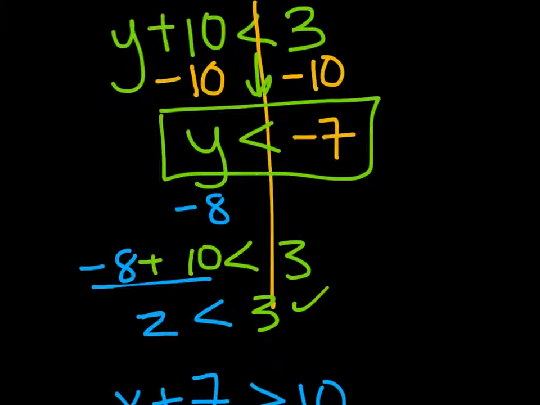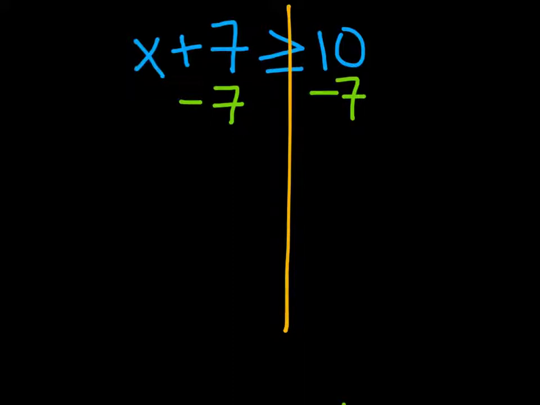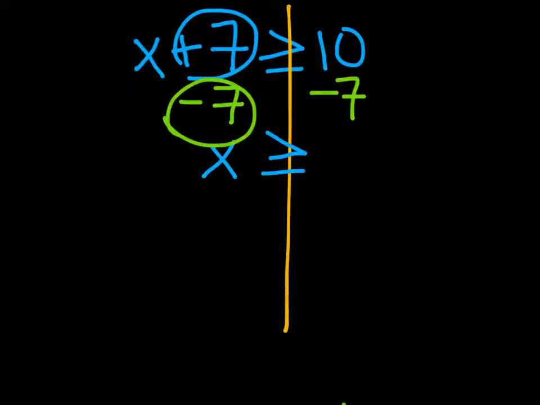Let's try another one. x plus 7 is greater than or equal to 10. So once again, we're going to ignore this inequality. We just know that that is our balance point. So what we could do is subtract 7 from both sides, follow the same rules we always do for equations, and figure out if something is adding 7, we could subtract 7. So if we do 10 minus 7, we end up with 3. So x is greater than or equal to 3.